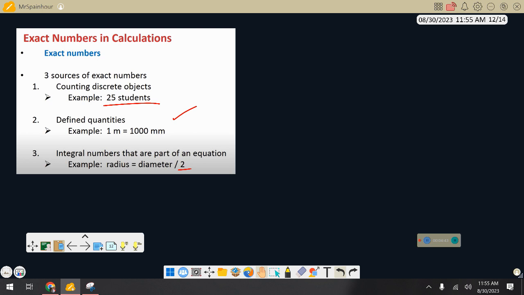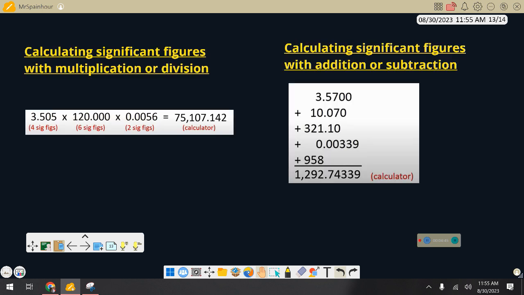Finally, rules on calculations, real quickly here. If you have a multiplication or division, it's pretty simple. Check all of your numbers, how many significant figures there are, 4, 6, and 2, calculate completely like normal, and then round to the lowest number of significant figures. So this final answer right here would actually be 75,000, or 7.5 times 10 to the fourth as your final answer.